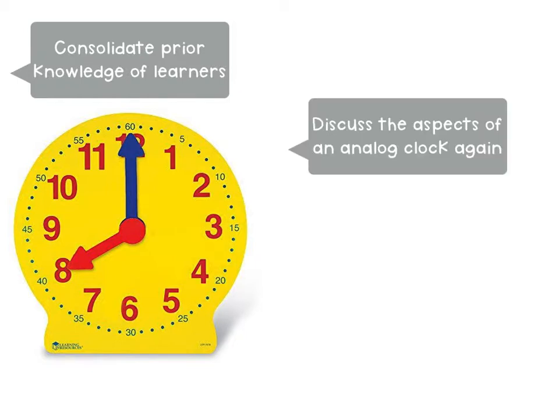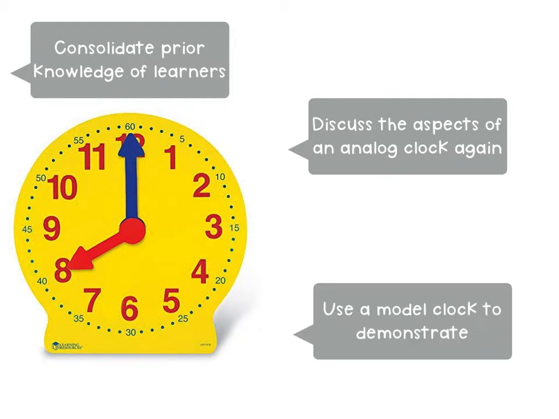For the rest of the class, go through the different aspects of an analog clock. It is essential to have a model clock to demonstrate on. If you cannot buy one, they are easy enough to make. Once again, discuss the longhand and shorthand, which direction the hands move in, which is clockwise, what the numbers mean, and how you count in fives to show the minutes in an hour.